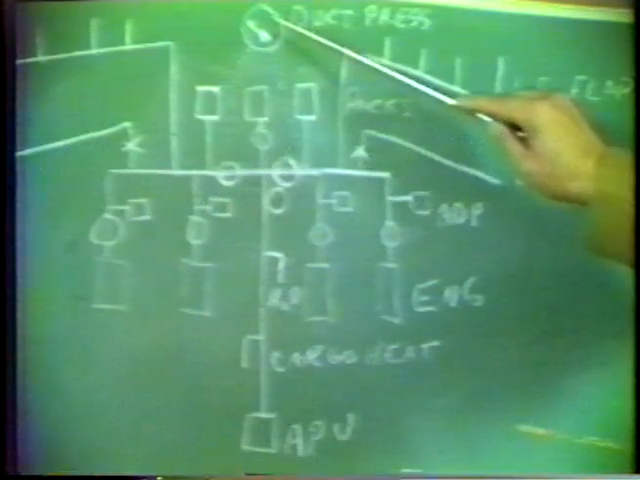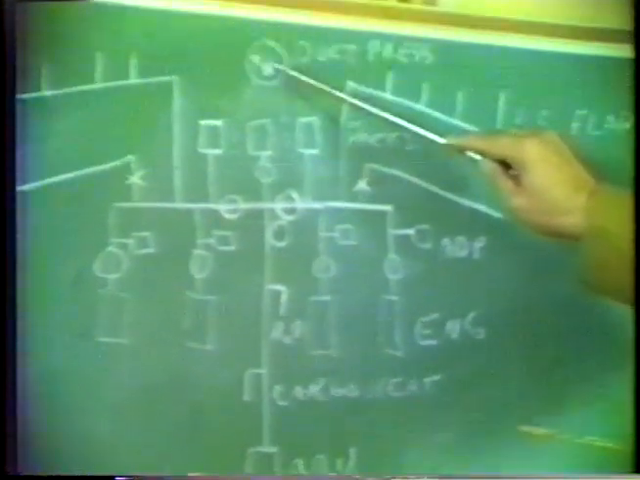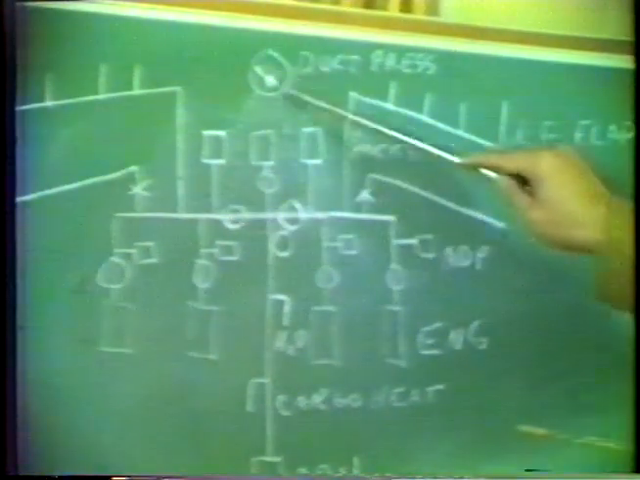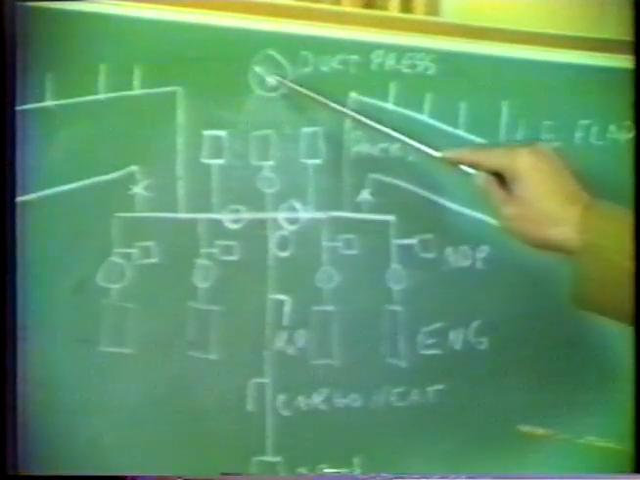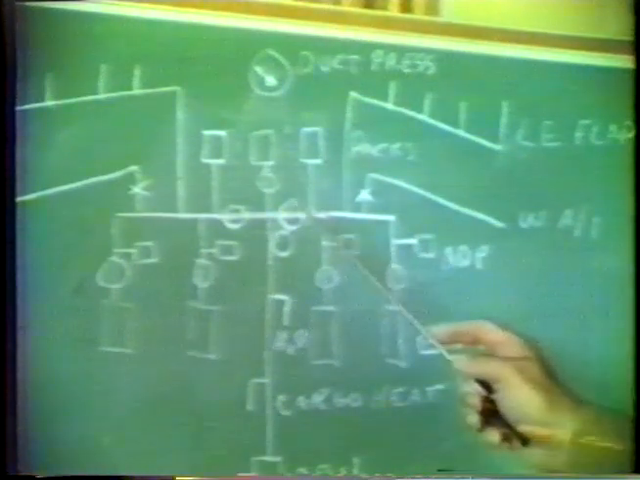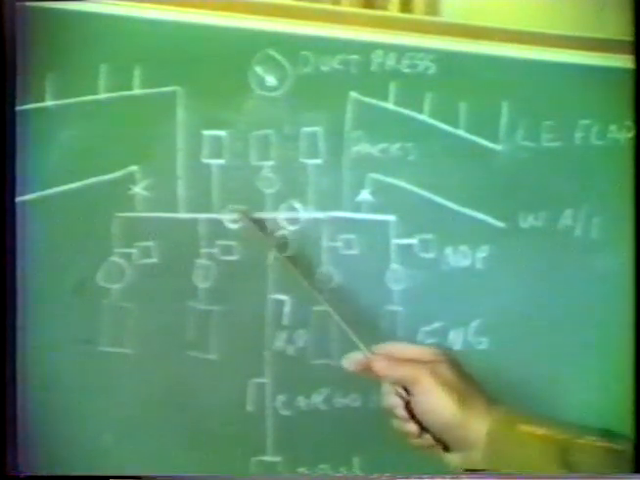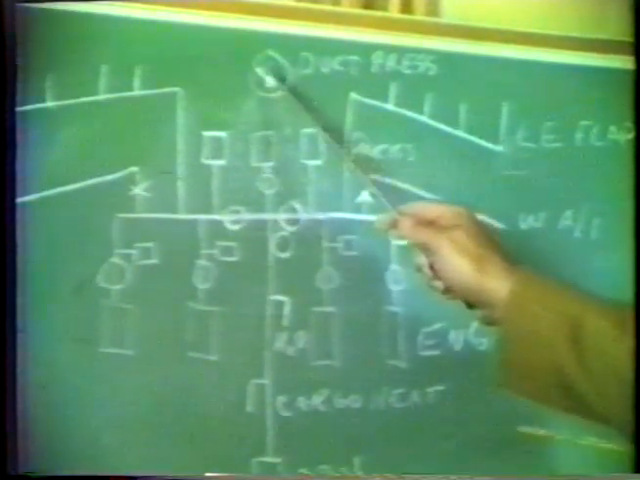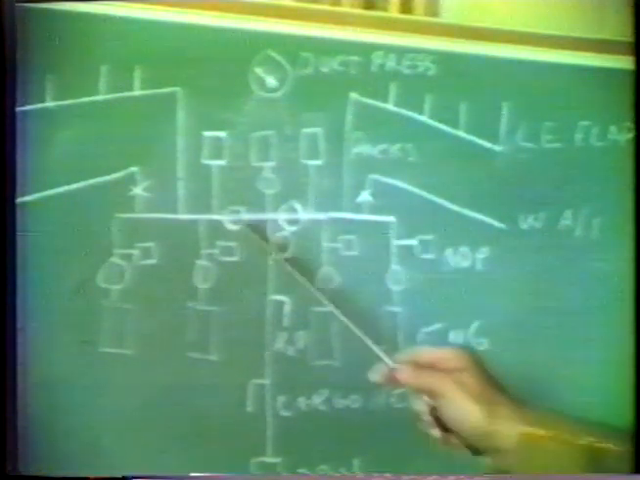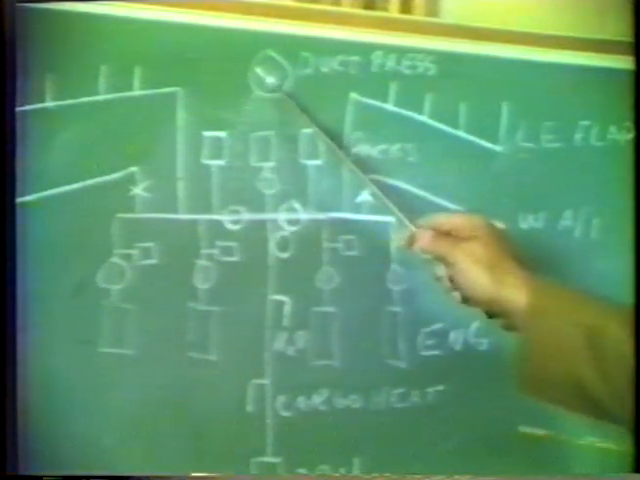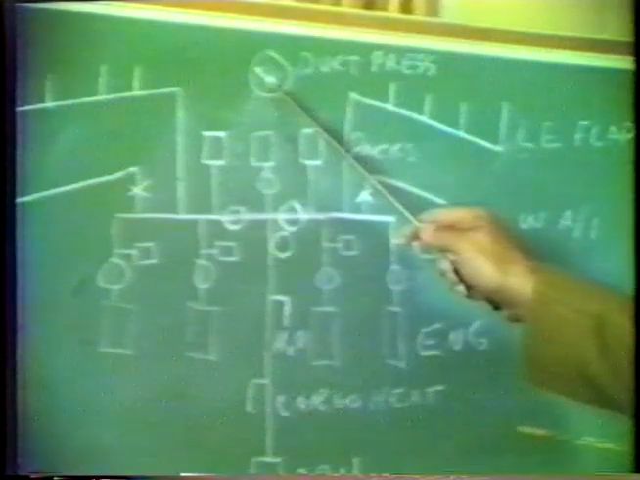The duct pressure gauge reads the left and right wing pressure. There's the dual gauge. Of course, if the isolation valve is closed, the gauge may be different from the left and right side, but normally they're open and one pointer lays on top of the other and they all read the same thing.